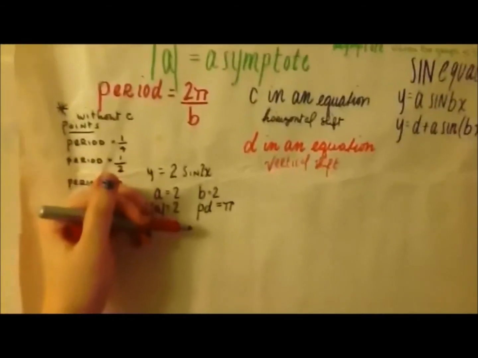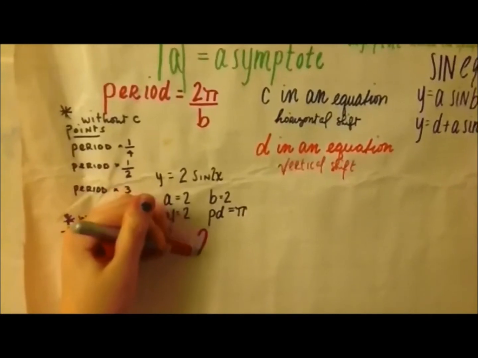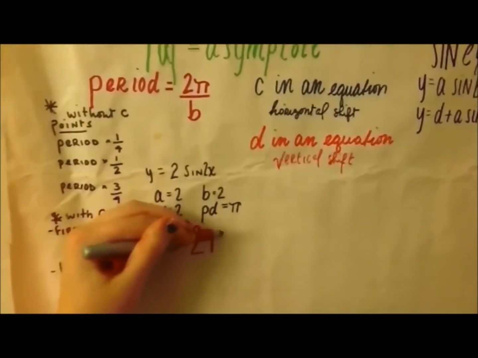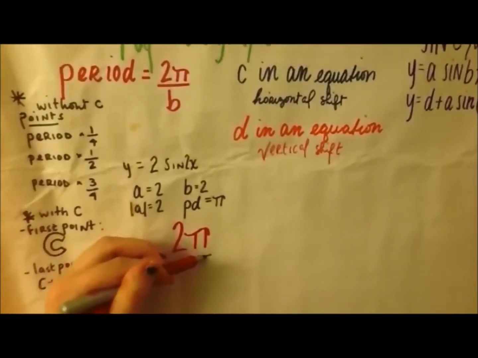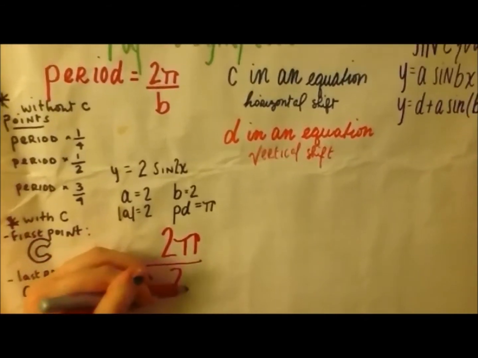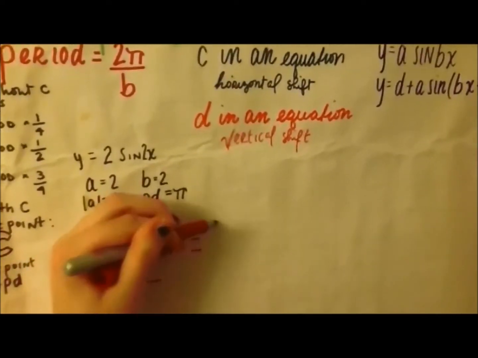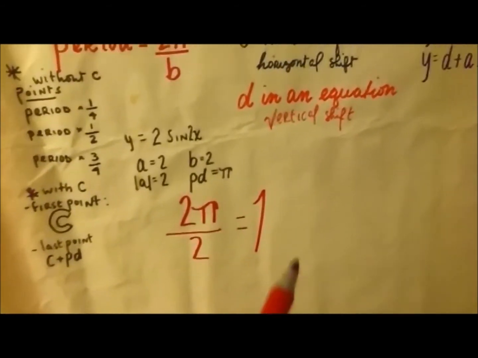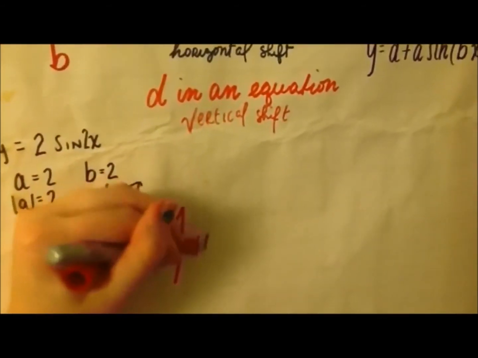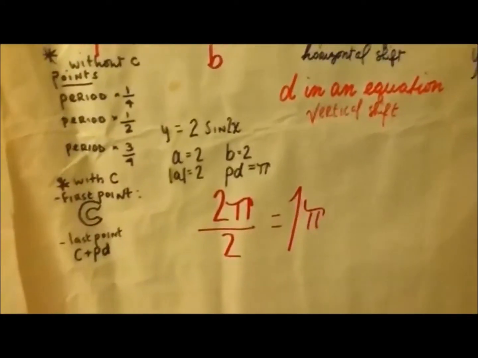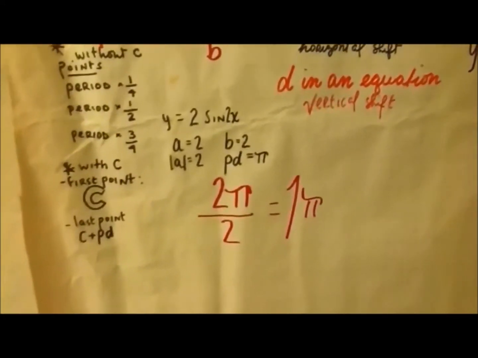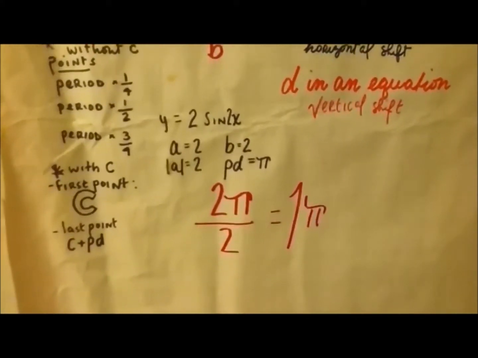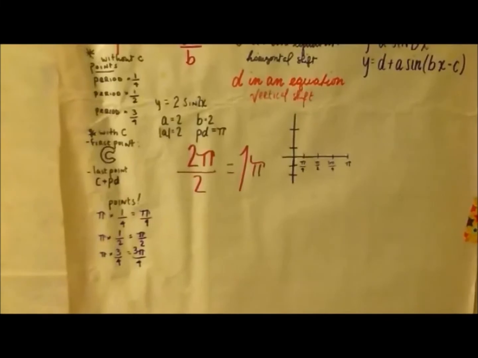So, here we go. Since the b is 2, you stick the 2 under 2 pi, and that would equal 1. Therefore, 1 pi would equal 1 pi. Of course, that translates into pi. So, I'm going to graph it.